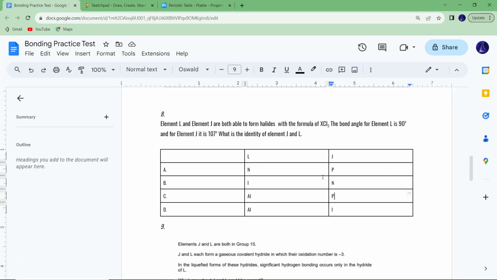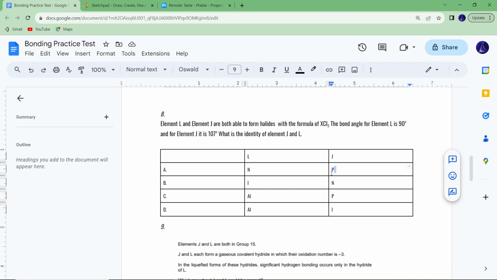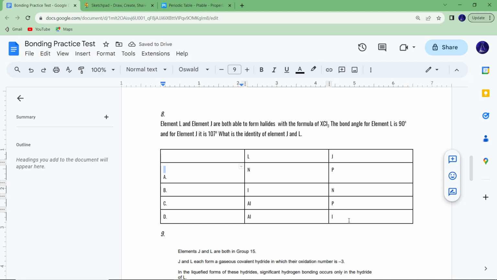So that means automatically we can say, all right, J is likely going to be N, okay? Or it's also possible that it can be P, okay? Notice that both of these are in the same category, so it could be either N or P, okay? Which means that right away, we have the luxury of being able to eliminate D altogether. So D is eliminated. We know that it cannot be that one, okay?